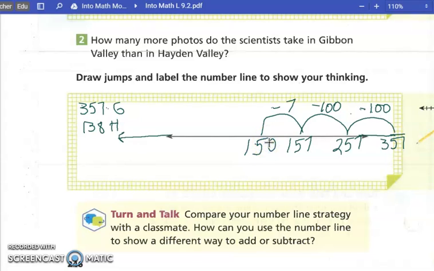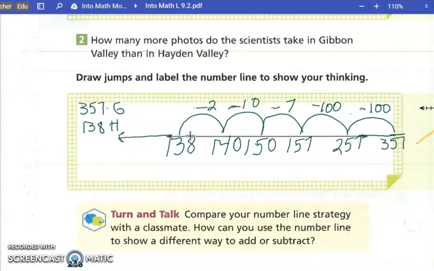We got to get down to 138. So what can we take away now? Let's try 10. Minus 10. Sorry, for some reason it won't write a minus. And that gets us to 140. Now how many do we need to take away? Sure? 2. If we do 10, we're going to be at 130, and that's too much, right? So now we're going to take away minus 2, and that will get us to our 138.